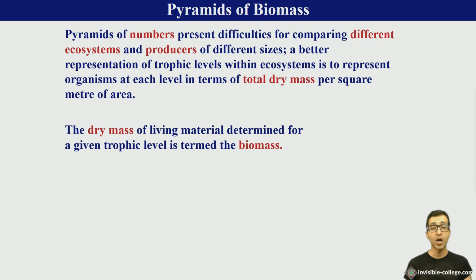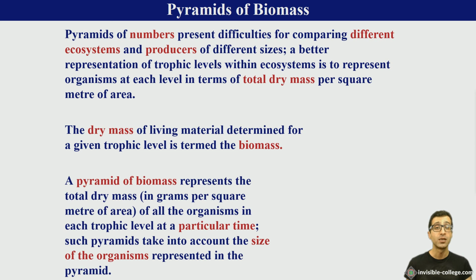So a pyramid of biomass is a diagrammatic way of representing the total dry mass, again in grams per square meter of area, of all of the organisms in each trophic level at a particular time. Now, such numbers will take into account both the size of the organisms as well as the numbers of the organisms represented in the pyramid.